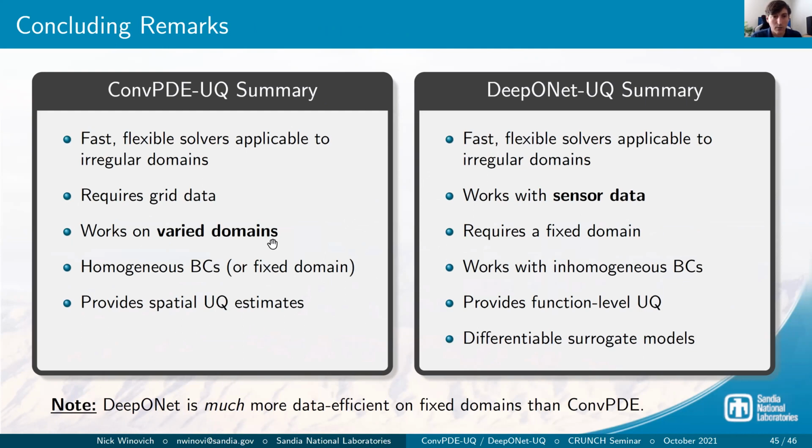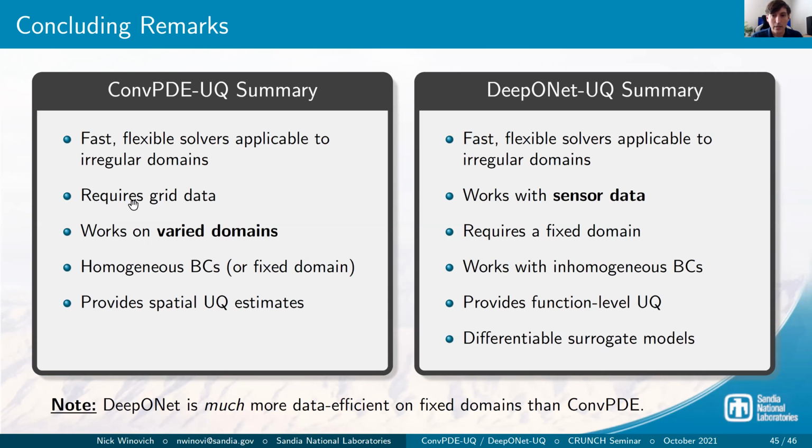And then I have just some concluding remarks, which I've hit on a lot, but both of these approaches provide very fast, flexible solvers that work on irregular domains. So we have really no restriction to a grid, or it doesn't have to be a circle. It can be really quite general.